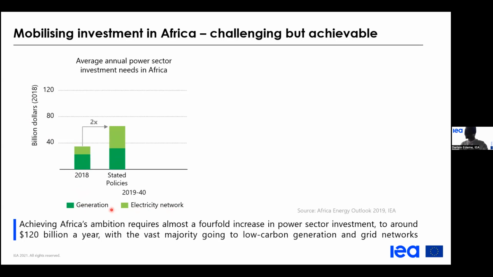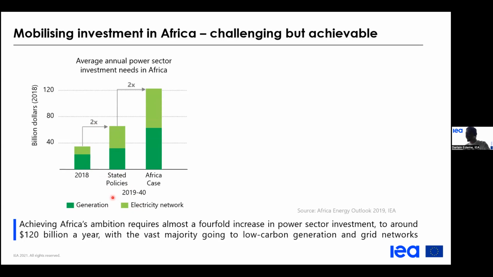If we look at the stated policies that countries in Africa commit to, we need, in terms of annual, I remind you, we are talking about average annual investment for the entire continent into the power sector. We see that we need a doubling in investments, both in generation and electricity network, so as a total, as a whole. But you can see that, for example, generation increases a little bit, but we have huge investment needs, especially when looking at the electricity network.